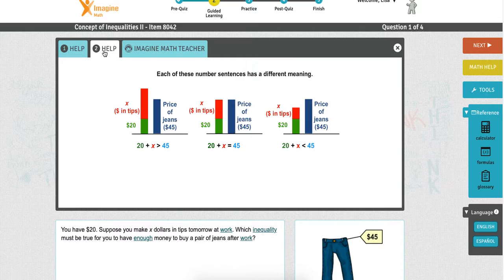Okay, and then if you still didn't understand it there, then you could look at this as your option 2. You could say, okay, well, X number of tips plus 20, okay, 20 plus X is greater than 45. Yes, that's true. And that would be fine because you need that money to buy the jeans, but you also could just have $45. So there's your other option, right?